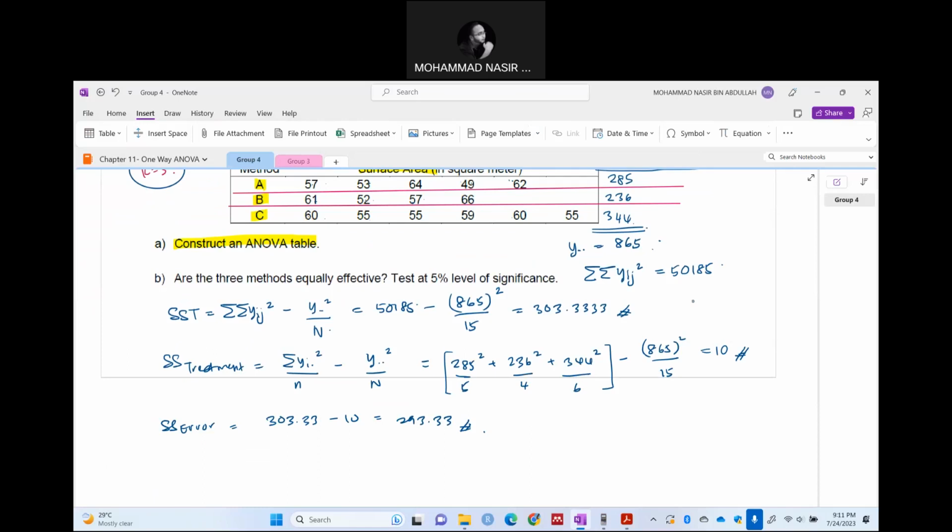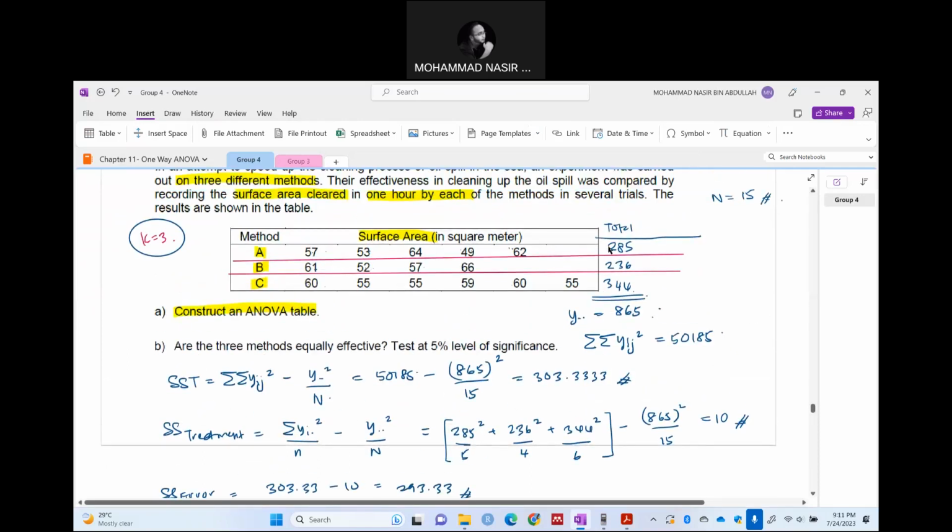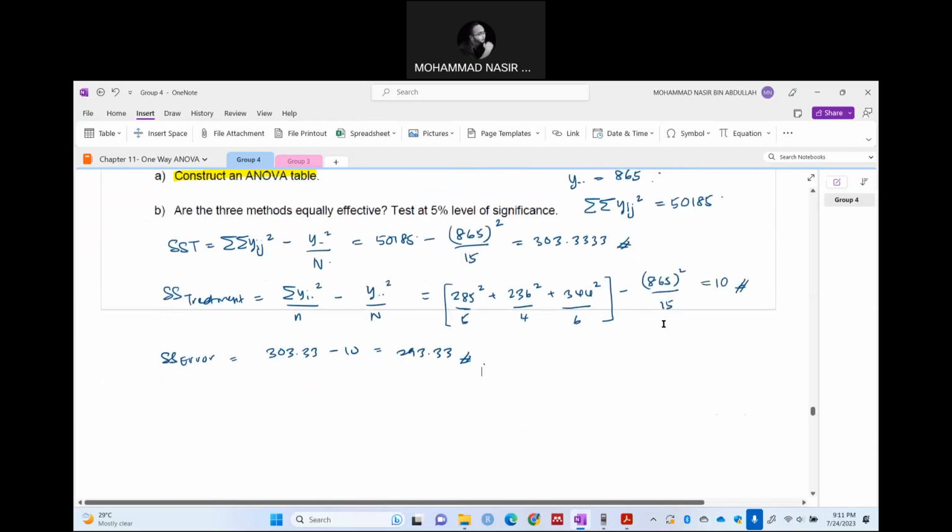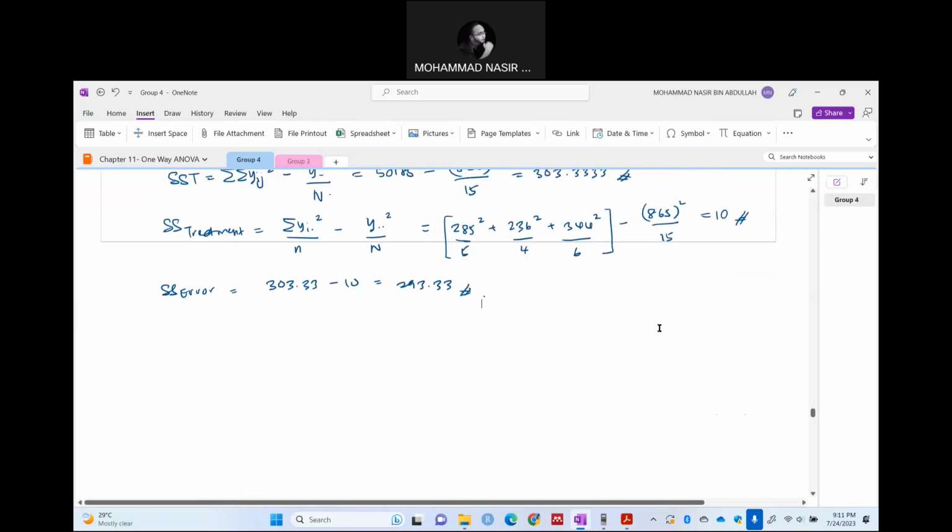Simple kan? You just need to have two kinds of total. First, total by each treatment and grand total. Then total for each observation square. So next we construct the ANOVA table.